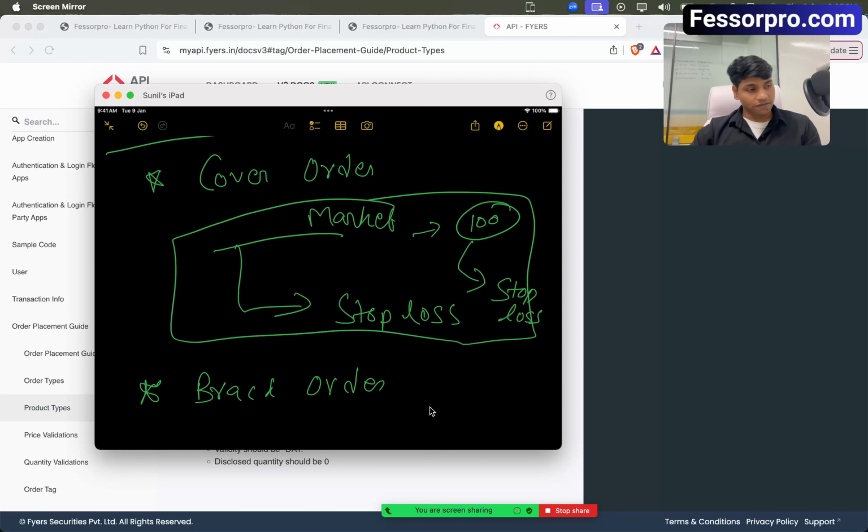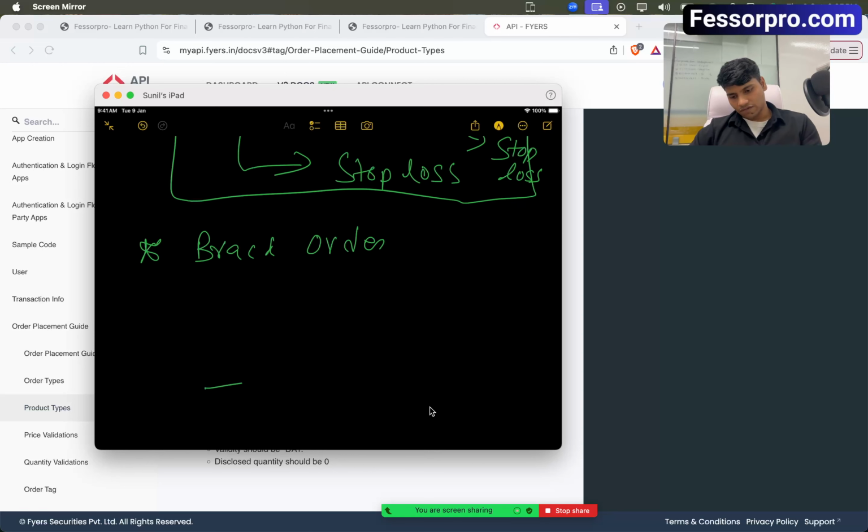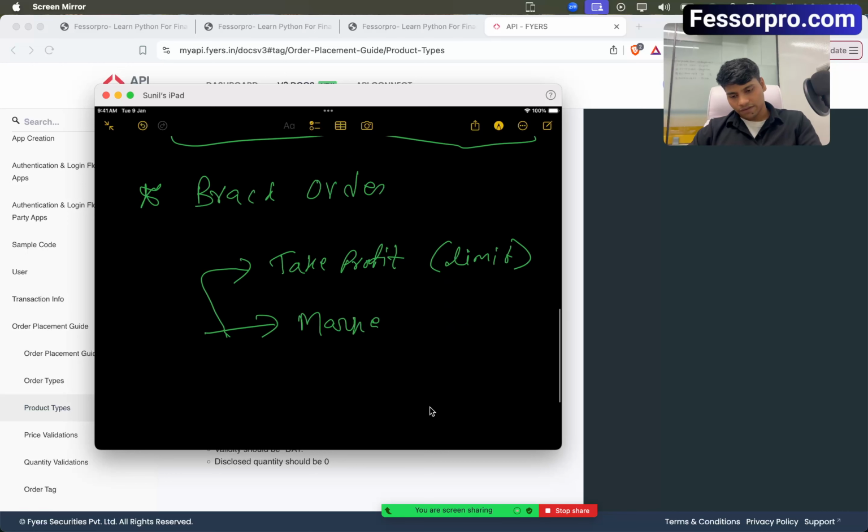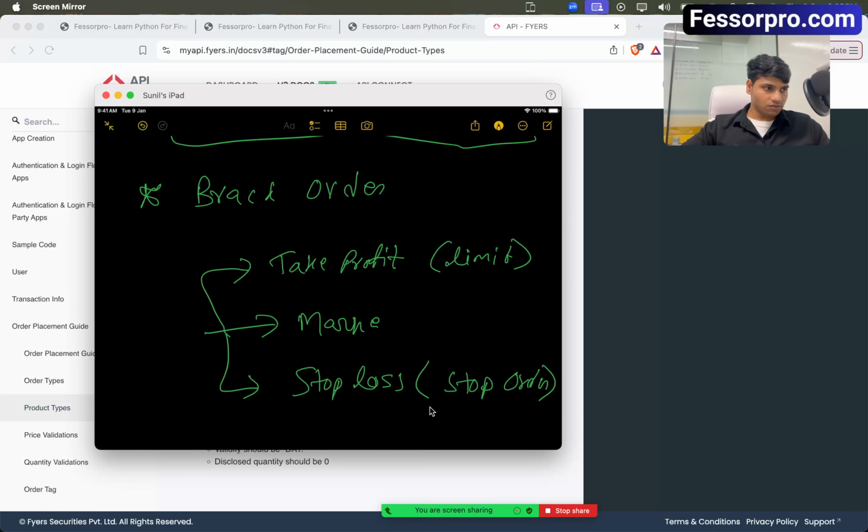Now in a bracket order, we have 3 orders. One will be your position taking order. This can be limit or market. Let's say this is market. Then there will be another leg, we call it the take profit leg. This will be a limit order. And then we have the stop loss. This will be a stop order leg. So 3 orders will be placed at the same time.